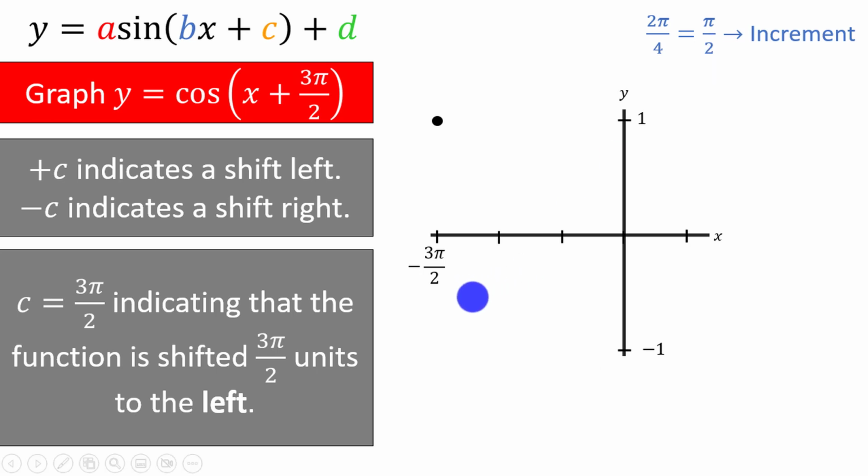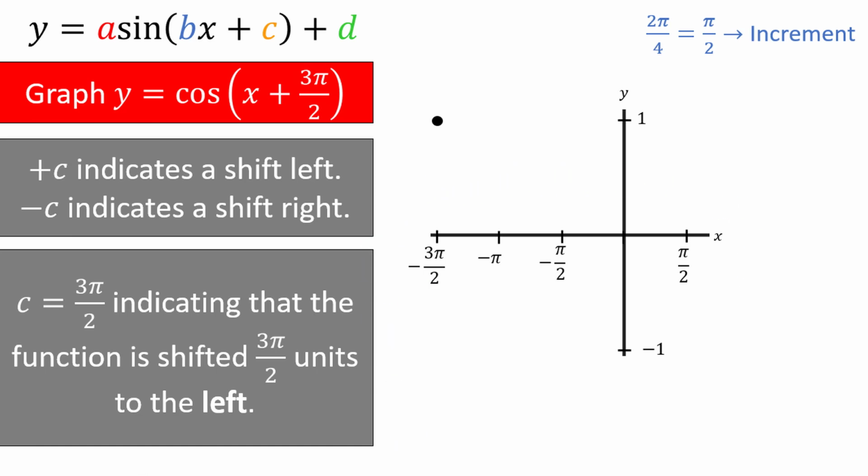So what we can do is take our starting place of negative 3 pi over 2 and start adding pi over 2 over and over, and that will tell us the x values at which we will have important key points. If we do that, we will have negative pi over 2, 0, and pi over 2. Once we have incremented 4 times, that will create 1 period on the graph.